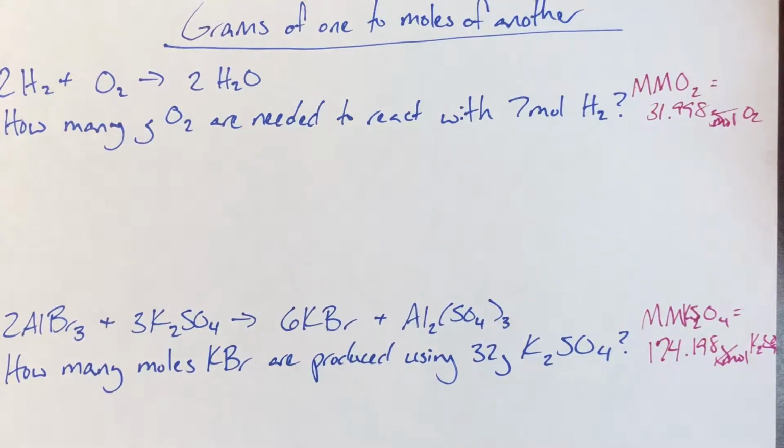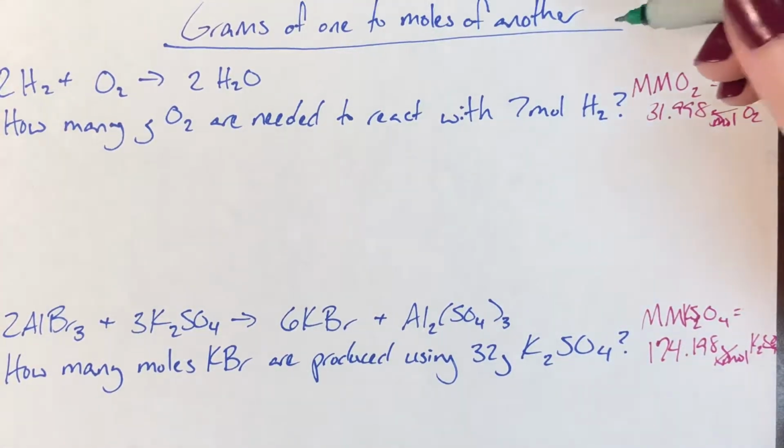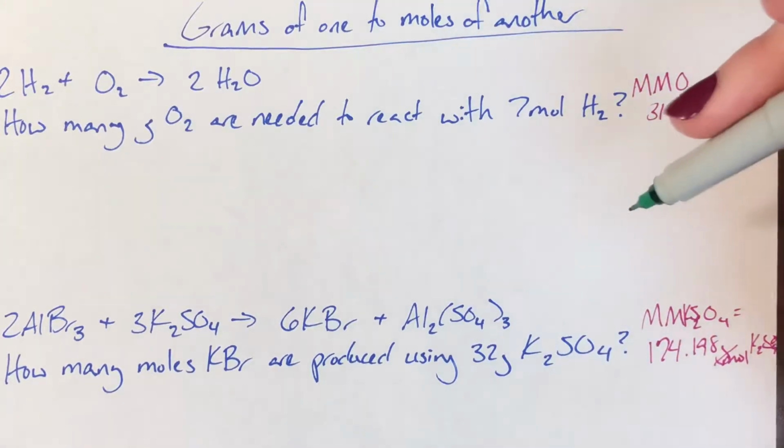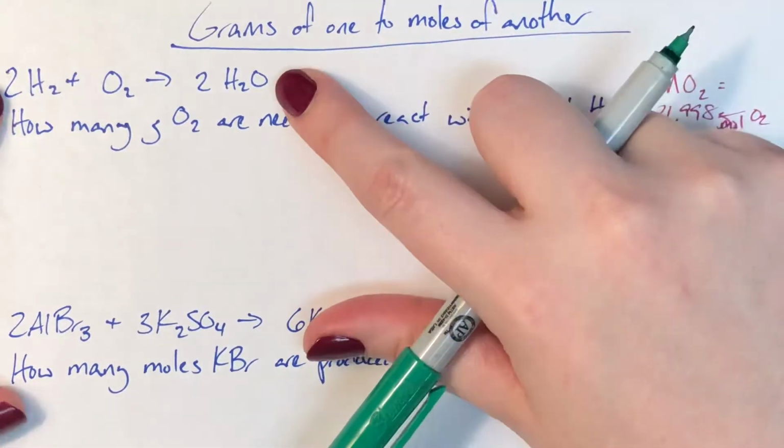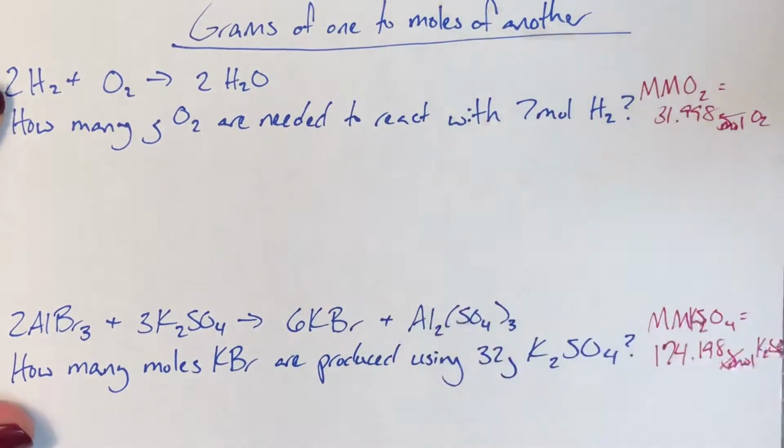Today we're going to be talking about how to go from grams of one thing to moles of another, or from moles of one thing to grams of another. Since we're dealing with two different compounds, we do need a balanced chemical equation. As you see, I've already provided those. And since we're going to be dealing with masses of some sort, I've already gone ahead and calculated the molar mass of the compound that I need.